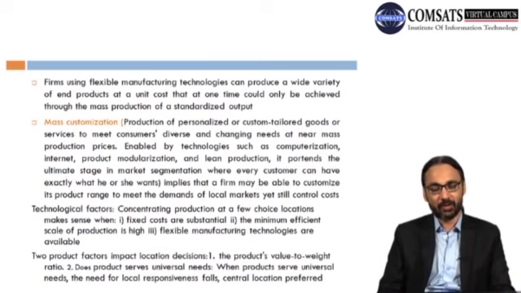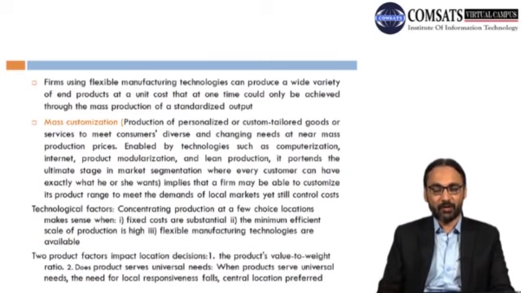Concentrating production at a few choice locations makes sense when, now we are talking on the basis of technological factors, in what scenarios the firm should prefer concentrated production. Concentrated production means producing in one market and supplying the product from that market to other markets in the same region or other regions. While dispersed production is where production of the product is carried out in each market separately according to the needs of the customers.